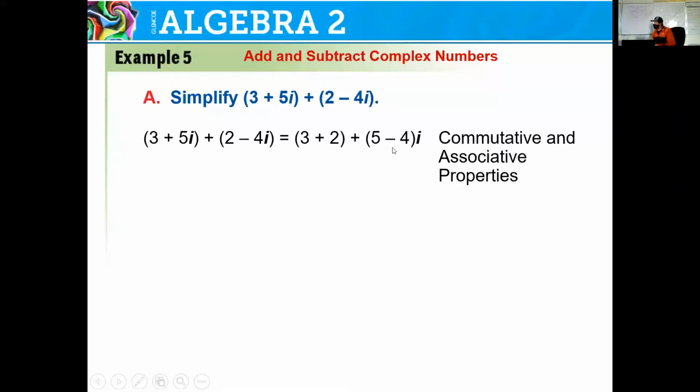So you can see here, they have 3 plus 2 is the real portion, 5 minus 4, or 5 plus a -4, however you want to look at it, as your imaginary portion. Once you carry out that arithmetic, you're left with 5 plus i.